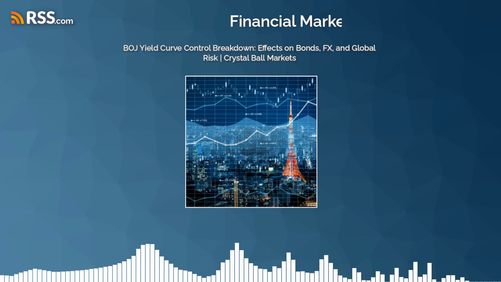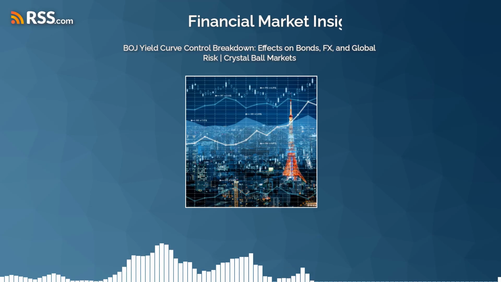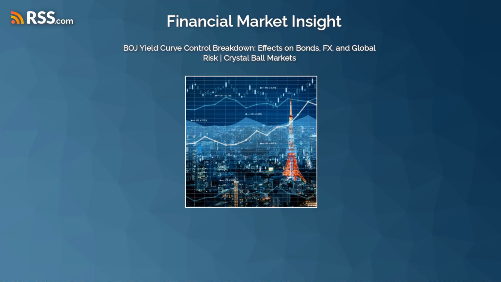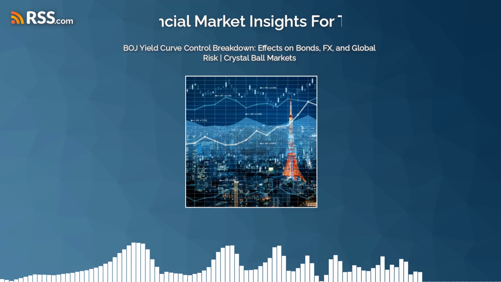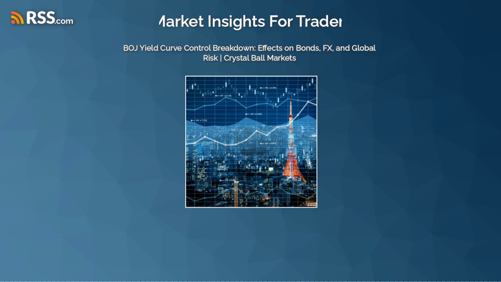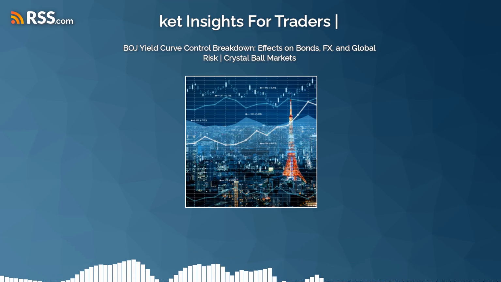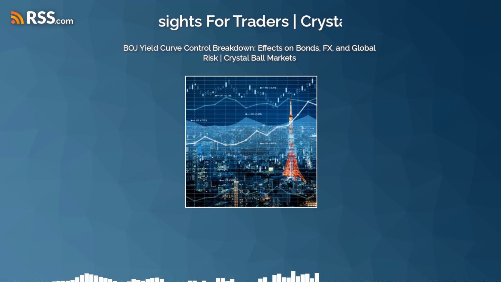Now let's break down how this policy actually works in practice. First, the BOJ sets its targets. As we mentioned earlier, that includes a short-term interest rate and a long-term yield target, typically focused on the 10-year bond. It also defines a tolerance band, which allows yields to move within a certain range around that target.